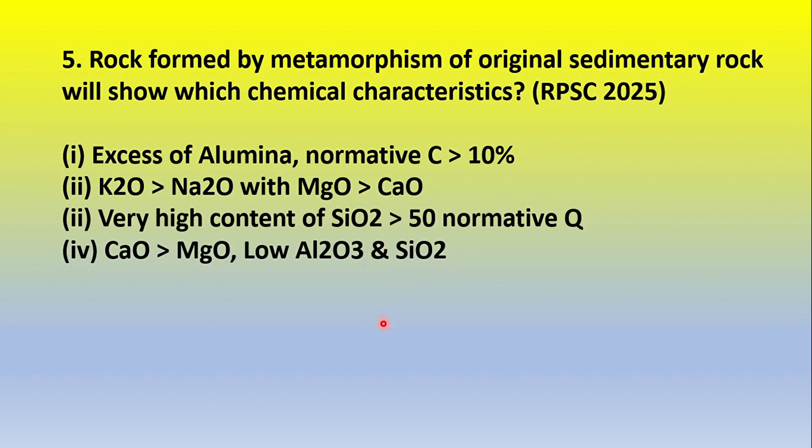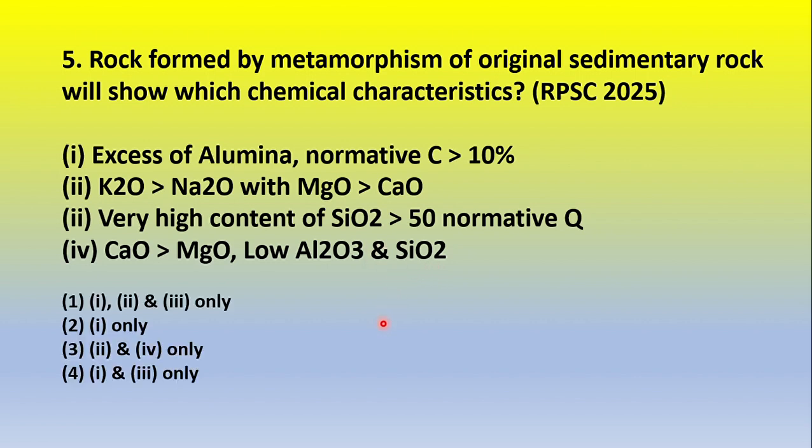So which one is the correct? There are four options: 1, 2 and 3 only; 1 only; 2 and 4 only; 1 and 3 only. So the correct answer is 1, 3rd and 4. CaO greater than MgO and low Al2O3 and SiO2 is not possible in the original sedimentary rock. So the correct answer is the first, 1, 2nd and 3rd is correct.